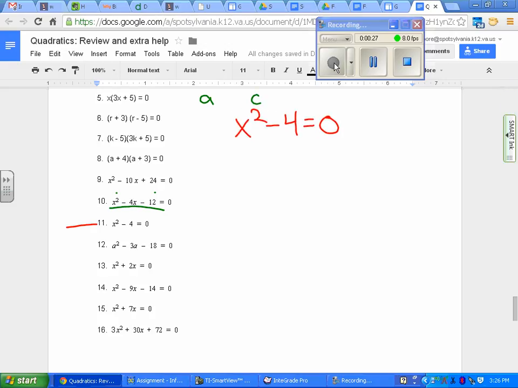So I'm going to move all this. I guess I can't move it over. I'm going to write it so there's space. Minus 4 equals 0.